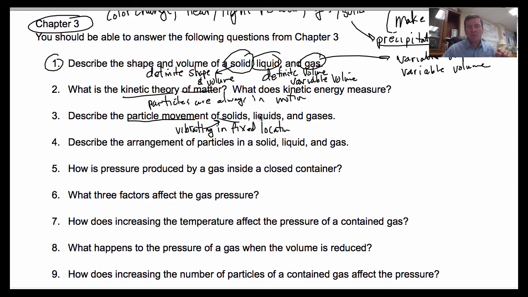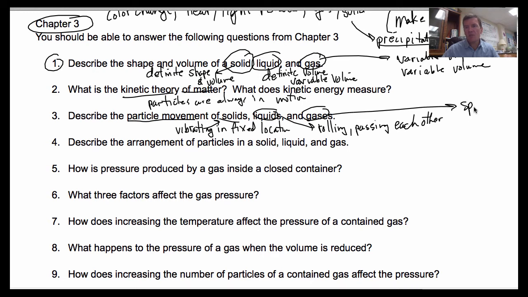Particles are always moving. In liquids, they are rolling, and you can pour them. They are passing by each other. They're a little more fluid. Gases, they spread out all over the place.